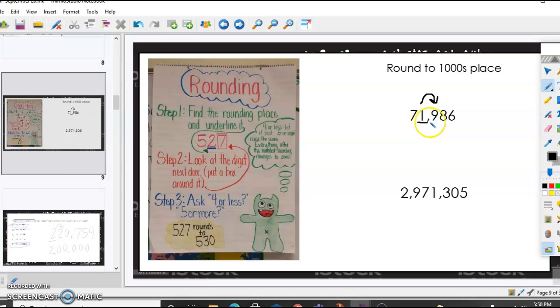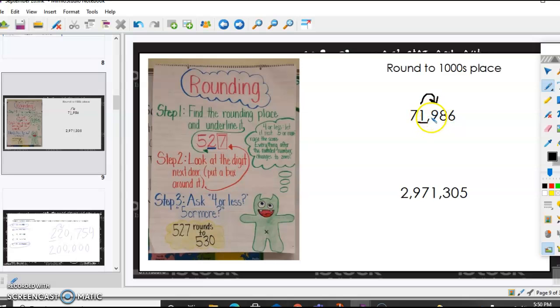Okay, so next step, 5 or more, we raise the score. So now we look at the number the arrow is pointing to. If it's a 5 or more, that means raise the score. That means whatever we underlined is going to go up. If it's a 4 or less, we let it rest. That means that we're not going to change the underlined number.